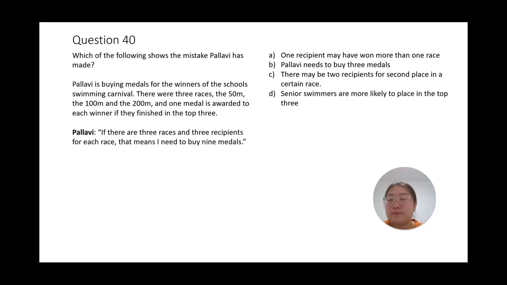The final question. We have 3 races and 1 medal is awarded for each winner if they finish in the top 3. Pallavi says that if there are 3 races and 3 recipients for each race, that means I must buy 9 medals. What is the possible mistake that Pallavi has made? It's A. One recipient may have won more than one race. So if this recipient won 2 or 3 races, then they won't need to have 9 medals. So A is the best answer here.